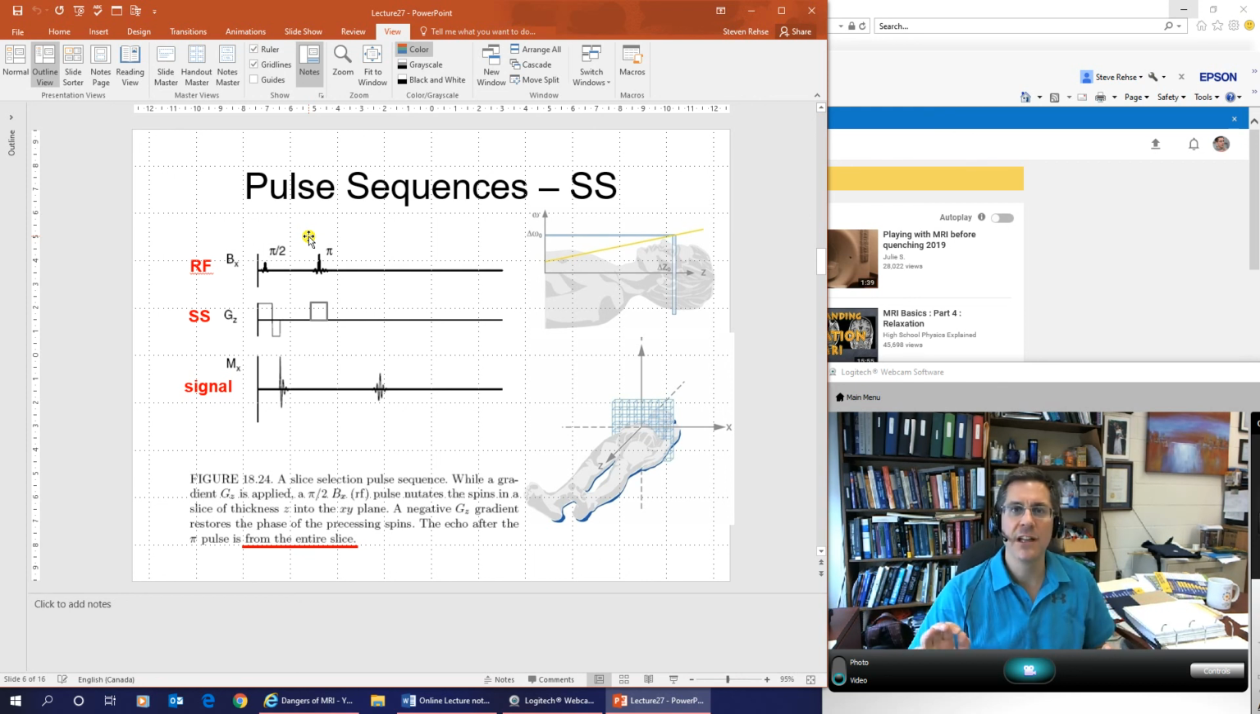It just ignores it altogether. There's only one slice that's on resonance with the frequency of your radio frequency wave. You've determined it by setting that gradient. So the pi/2 pulse is on, the slice selection gradient is on. After all those spins in that plane have flipped, you turn off the slice selection gradient and you're done.